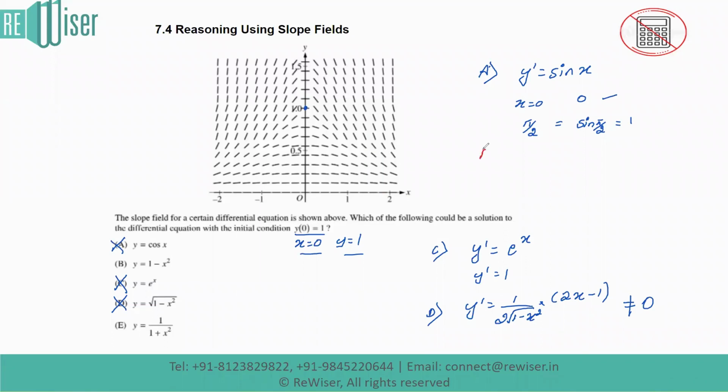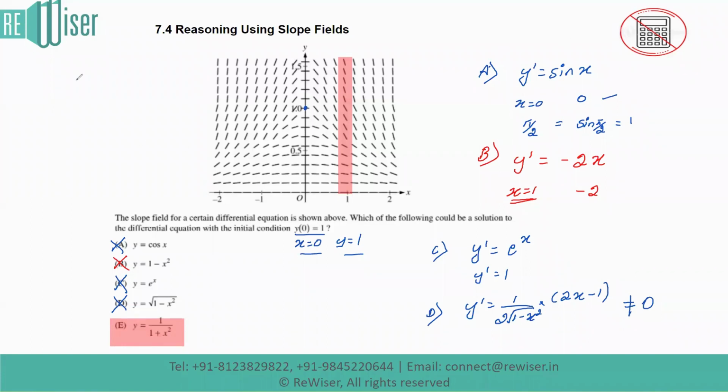Now, if I talk about option B, y dash has to be equal to just minus 2x. So when x is 1, no matter what the value of y is, we should always get the gradient to be minus 2. So when x is 1, the gradient has to be the same throughout, and that's also not happening here. So it cannot be option B as well. That's why the right answer for the sum has to be option E.